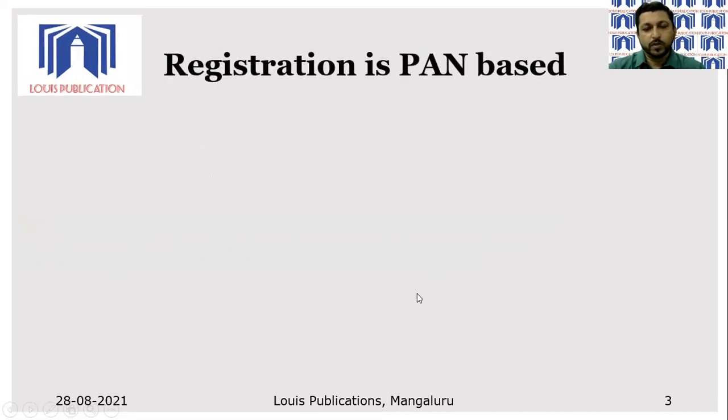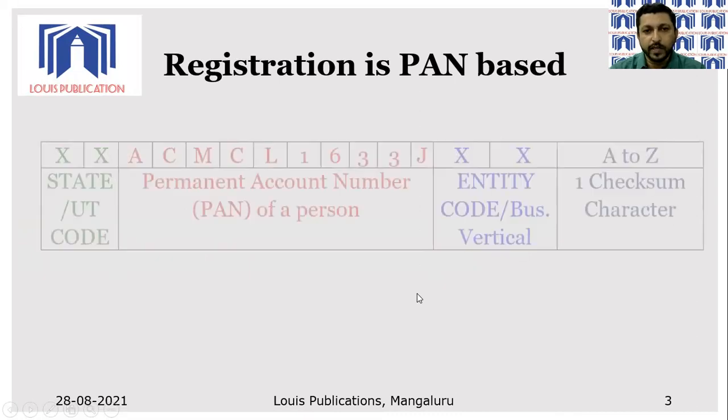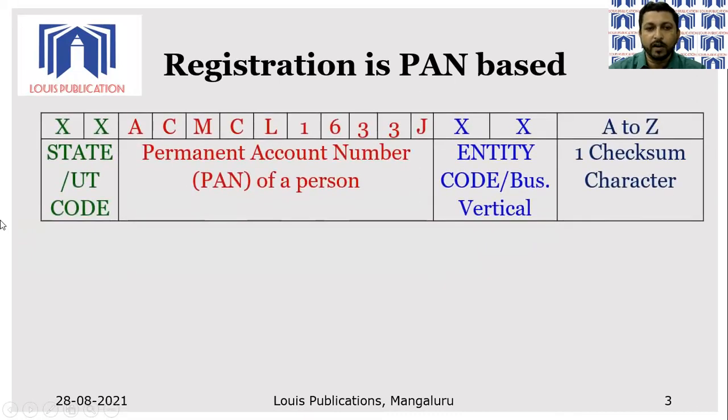Now we have understood registration under GST is PAN-based. It is a 15-digit alphanumeric number. The first 2 digits that we see are the state or the union territory code. Digit number 3 to digit number 12 is the permanent account number of a person.